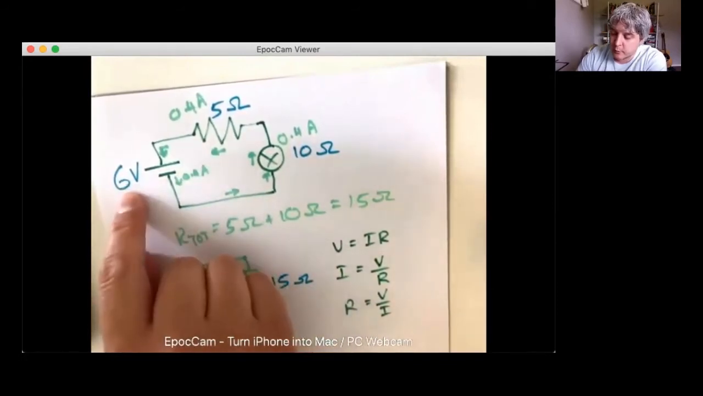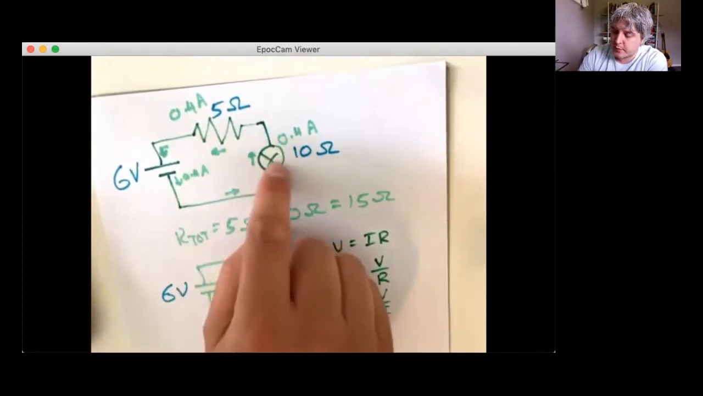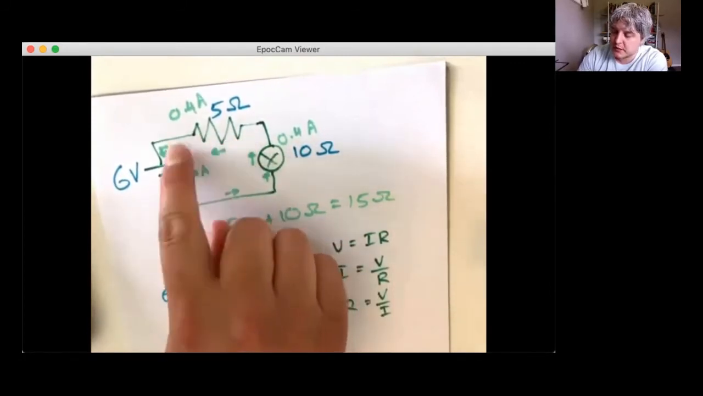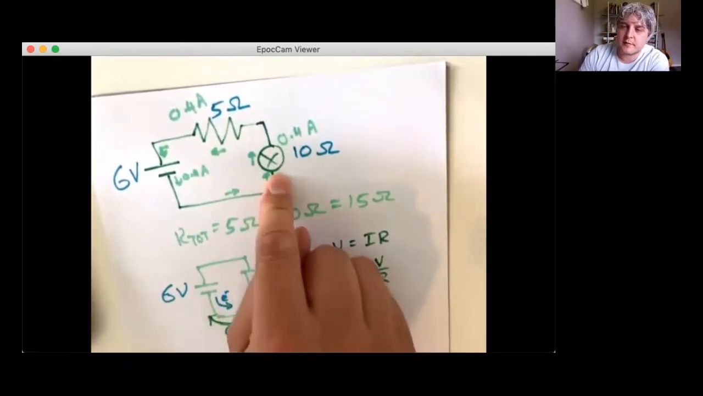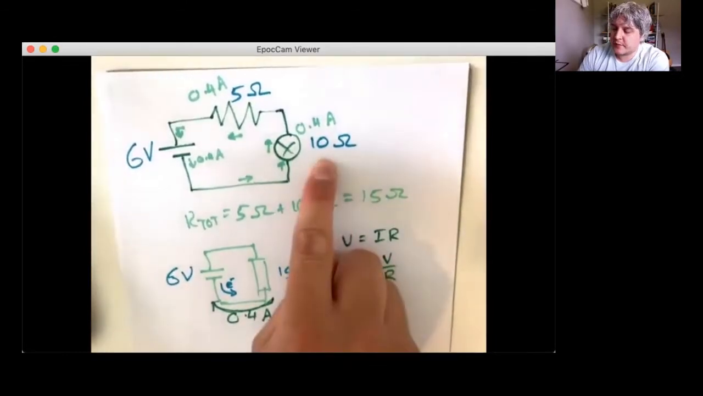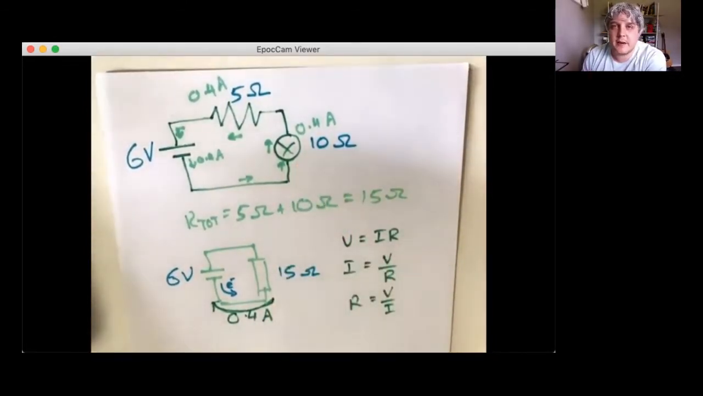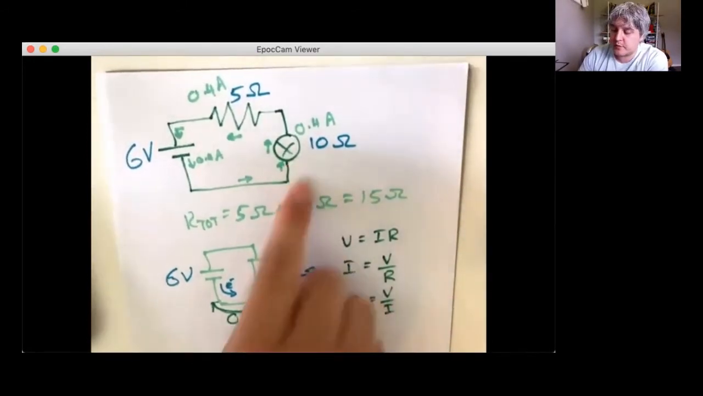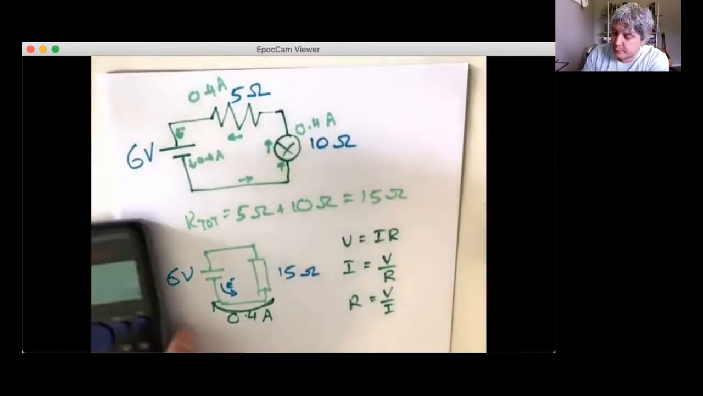We know the total circuit voltage. The only thing we don't know is the voltage across each component. So how much voltage does it use going through the 5 ohm resistor and how much does it use going through the 10 ohm resistance light bulb? As I already mentioned, this one's twice as big, so we know it's going to be twice as much voltage drop. Hopefully, just automatically, you'll get to a point where you can look at the circuit and know that. But to start with, I don't expect you to be able to look at a circuit and just come up with those sorts of results, that bit of reasoning.